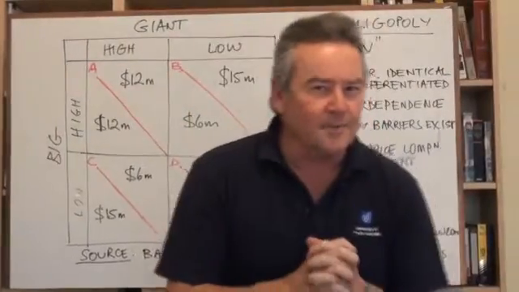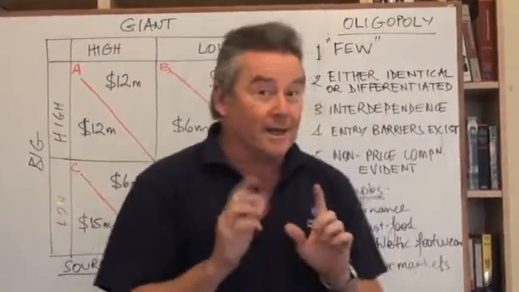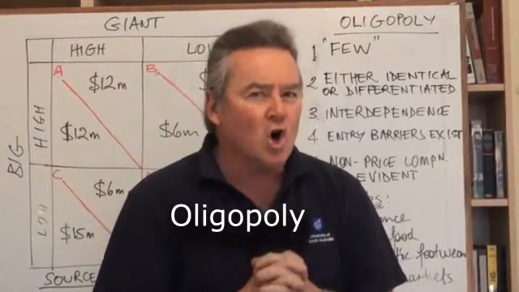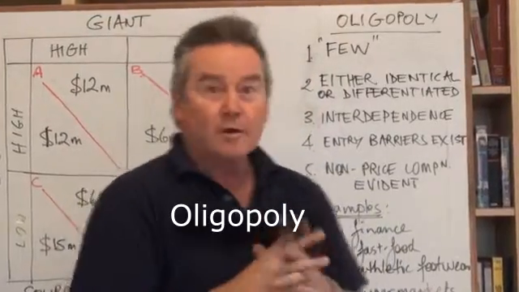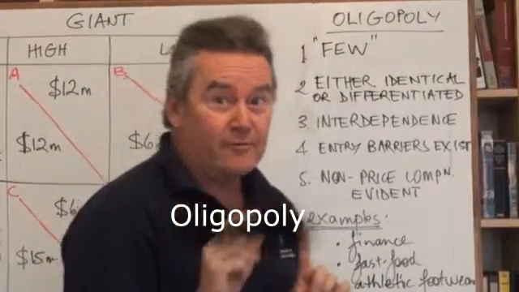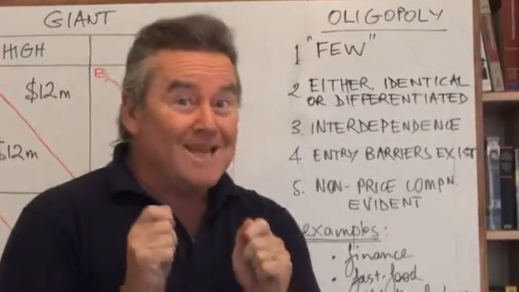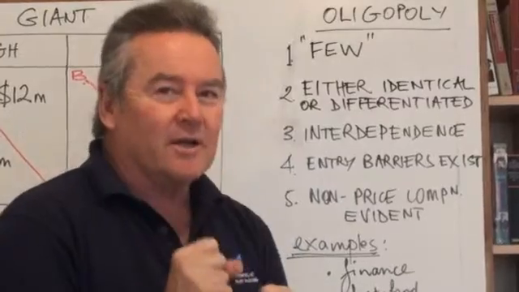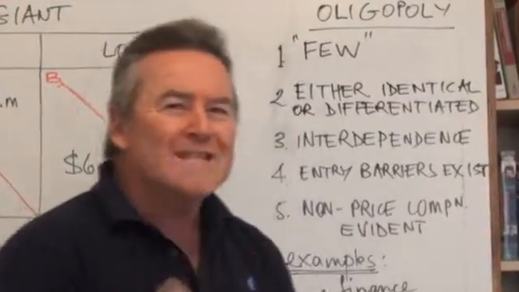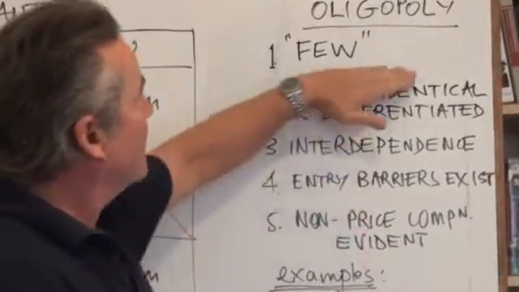Now, in today's clip, we're going to have a look at our last market structure, oligopoly, from the Greek word oligos, meaning few. In fact, that becomes the key focus of our analysis here. So what does this market structure look like?